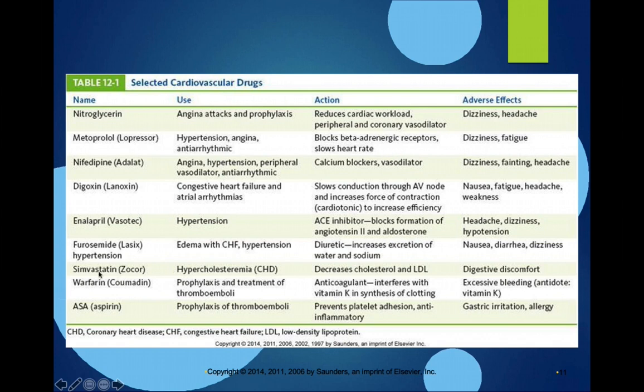Then we have the statins, which is Zocor. This is used for hypercholesterolemia. This one's going to decrease cholesterol and LDLs. And besides the digestive discomfort, we're looking at musculoskeletal and neurological side effects due to decreased CoQ10. Warfarin, this is Coumadin. This is your blood thinner. It's an anticoagulant. It's going to interfere with the function of vitamin K. Vitamin K for coagulation, for blood clotting.